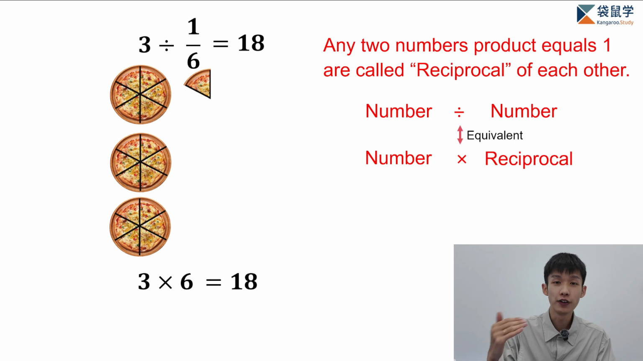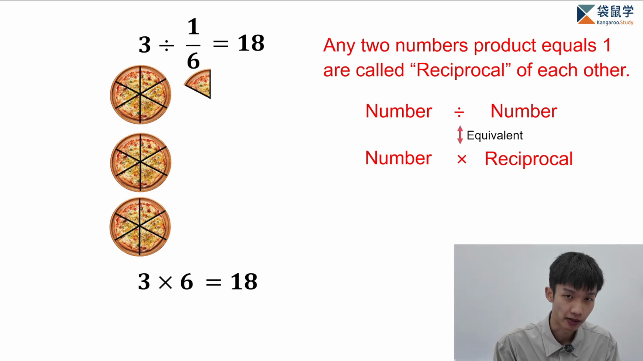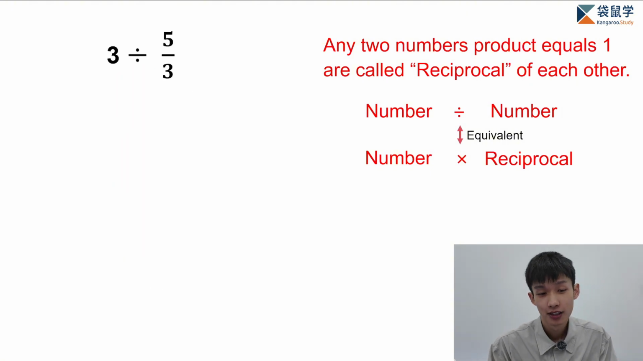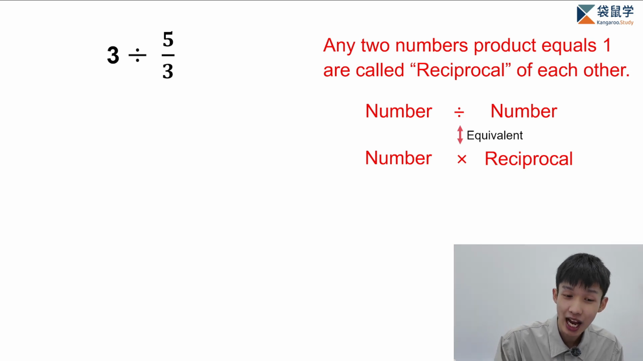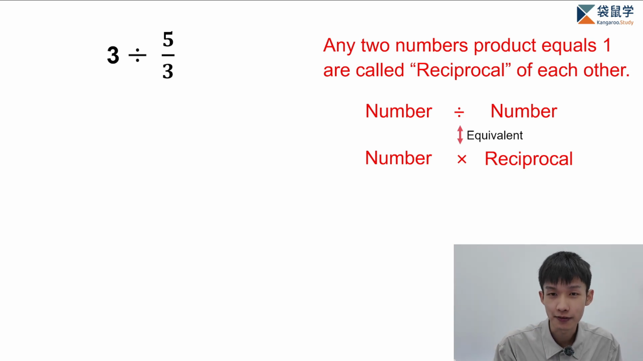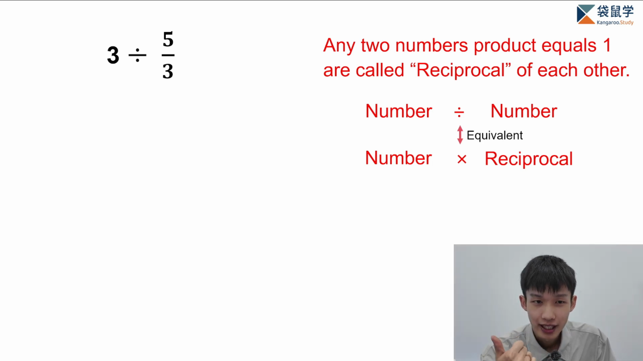Now, let's move further. In the previous examples, we only had 1 over something. What happens if we have 3 divided by 5 over 3? Is it still the same? Actually, by guessing, it should be 3 times, I flip it around, 3 over 5. But the problem is how we can prove that. To prove that, let's do a simple revision.